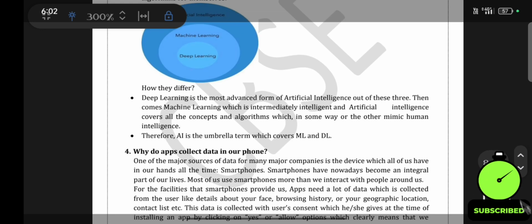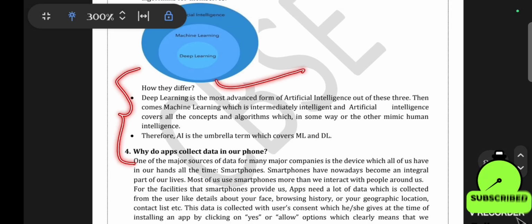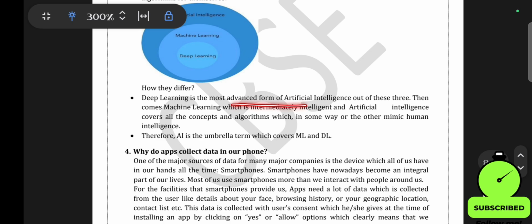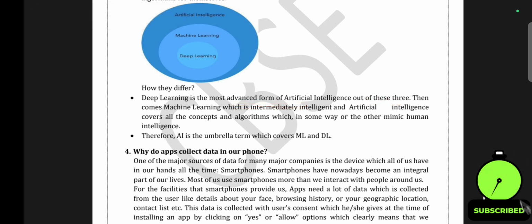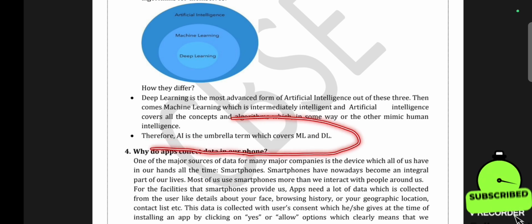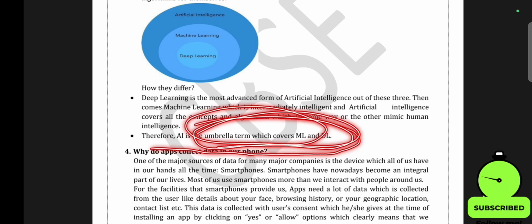How do they differ? The second part of the question. Deep learning is the most advanced form of AI. Out of these three comes machine learning, which is intermediately intelligent, and AI covers all the concepts of algorithms which in some way or the other mimic human intelligence. Mimic means copying human intelligence. Therefore, AI is the umbrella term which covers ML and DL.